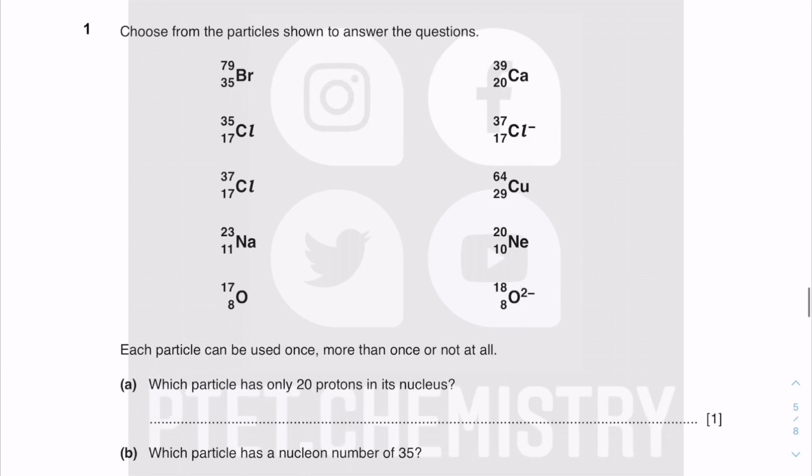So each particle can be used once, more than once, or not at all. So you've got to read the question, yeah? And you've got to choose from the particles shown below. Which particle has only 20 protons? So we are looking at proton number equal to 20. There shouldn't be a lot of it because it's unique to the element. So we're looking for proton number 20, and this is the only one. So I've got to write it exactly as such, like that. There's no other element with proton number 20.